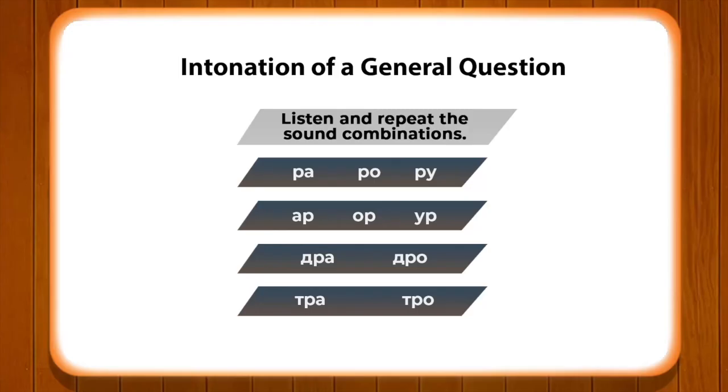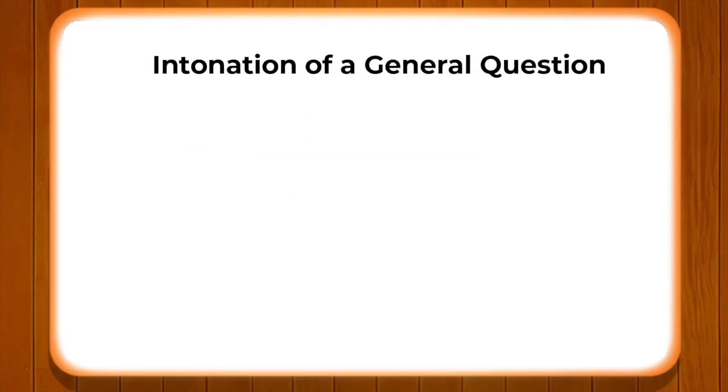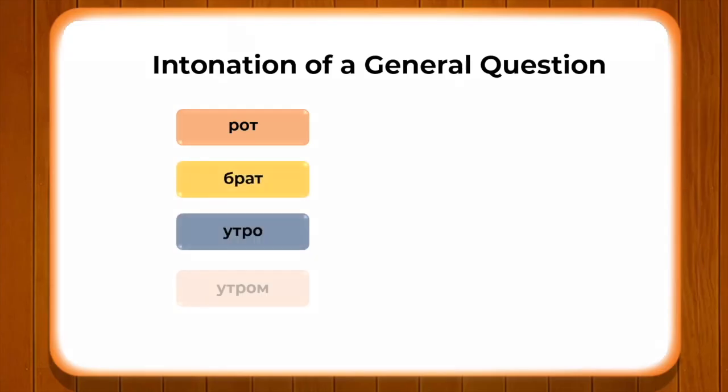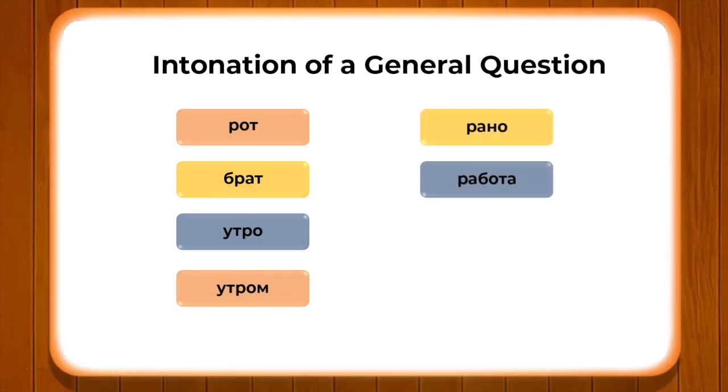So, please pay attention to such concepts with a clear mind. Alright, now let us go ahead and see some of the new examples we are going to discuss with you all. We have certain Russian words like rot, brat, utro, utram, rana, rabota, baraban.